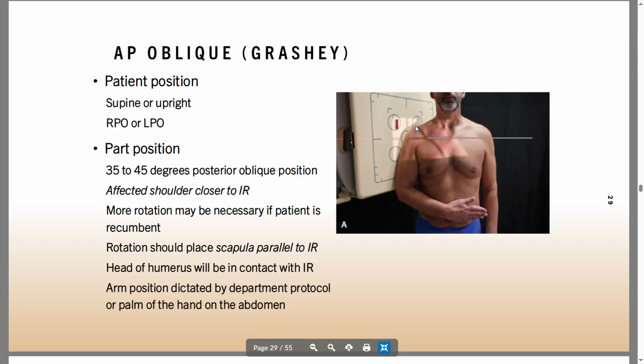In Grashey's view, it is best for looking at the joint line. So it'll depend on the facility you go to, whether you have them internally rotate or externally rotate, but for the purposes of comps, we'll do internal rotation. And remember that it's really easy to rotate the patient too much, so we're going to want to make sure the scapula is nice and flat against the bucky, and that angle of 35 to 45 degrees is going to be based off of how much that shoulder joint itself is rotating off of the bucky, not the patient themselves.